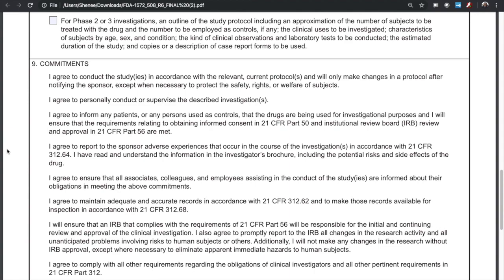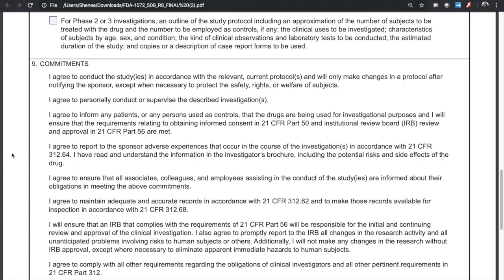Okay, the principal investigator personally agrees to conduct or supervise the described investigation. They agree to inform any patients or any persons used as controls that the drugs are being used for investigational purposes, and will ensure that the requirements relating to obtaining informed consent in 21 CFR Part 50 and IRB review in 21 CFR Part 56 are met. Okay, I'm not going to read all of this, but I am going to do a separate video on all these different codes of federal regulations that the principal investigator has to adhere to.